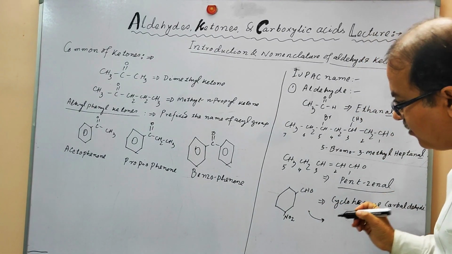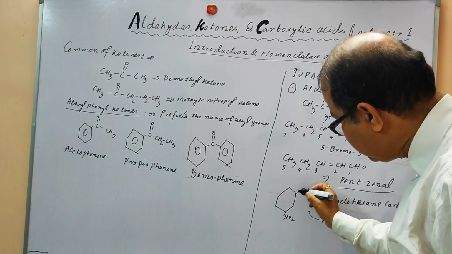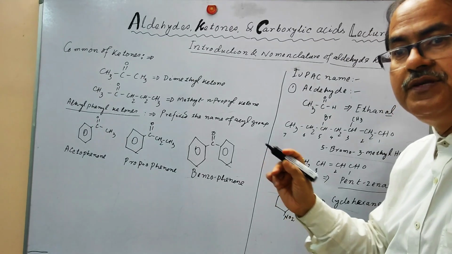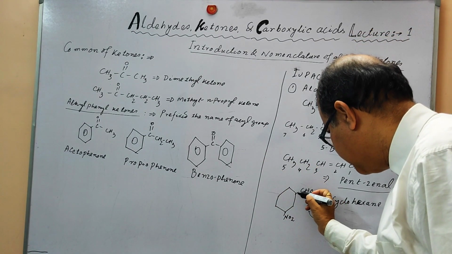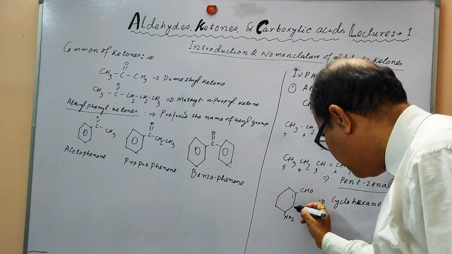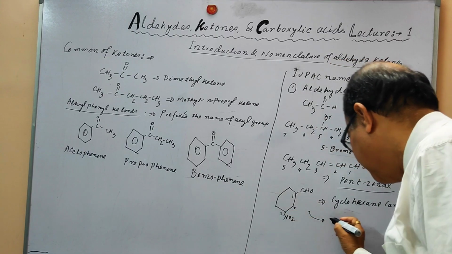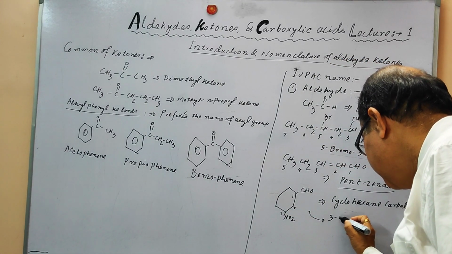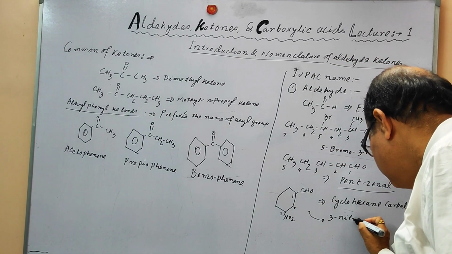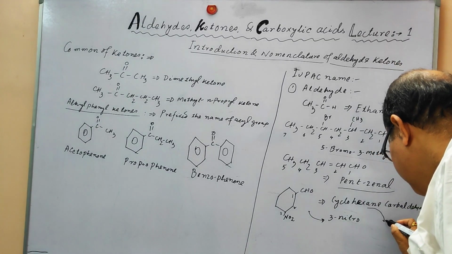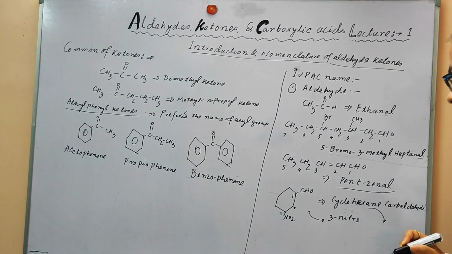If there is any substituent present, suppose NO2, at that time we will number the carbon atoms starting from the carbon atom where the aldehyde group is attached. Here it is attached, so it will have the first number, then 2 and 3. So we will write 3-nitro, and the rest will be the same, cyclohexane carbaldehyde.